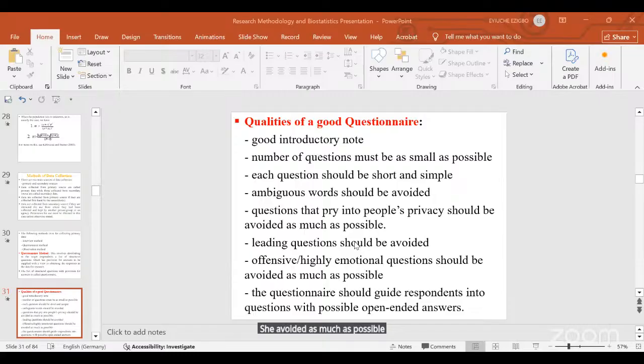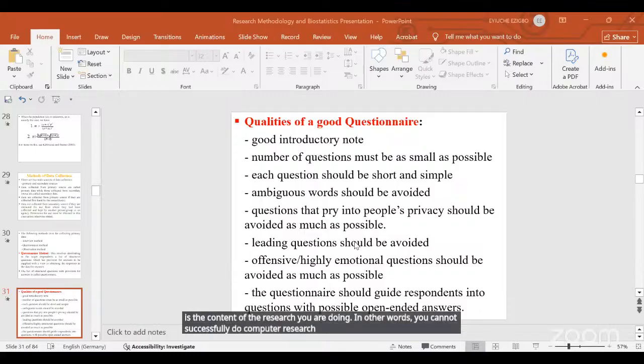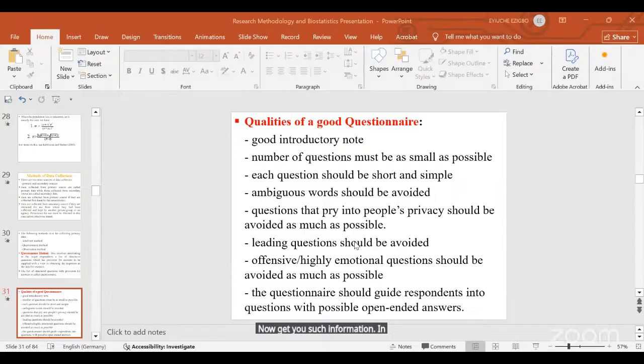Even though you have assured the participant of confidentiality, it doesn't give you a license or liberty to begin to ask private questions. I hope it's understood. Except where such a private question is the content of the research you are doing. In other words, you cannot successfully complete the research without getting such information. In such a situation, you cannot avoid asking such a question.